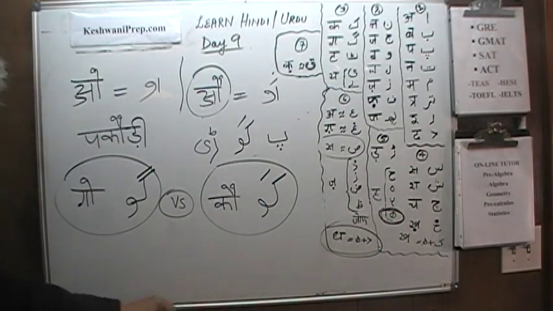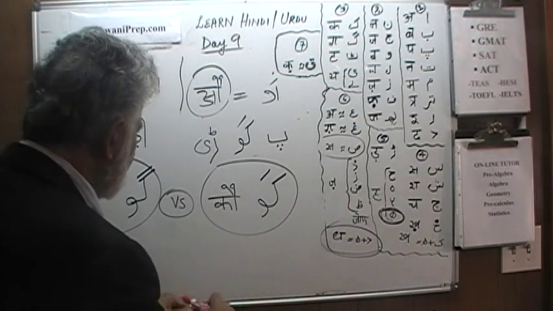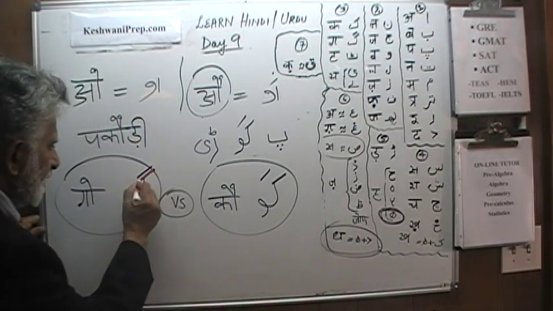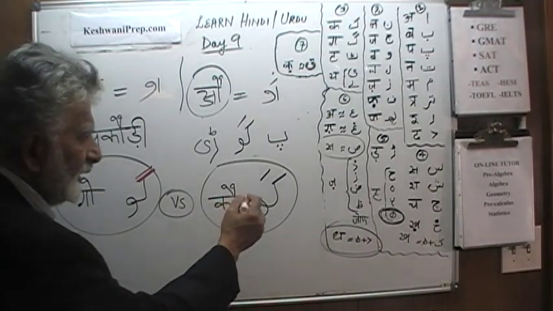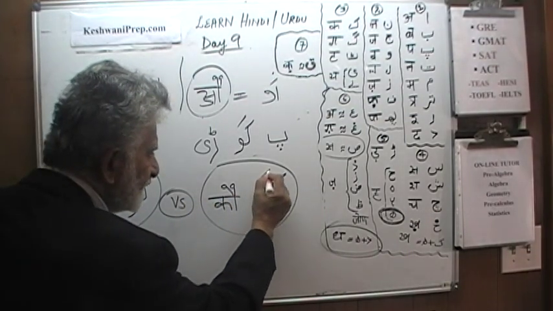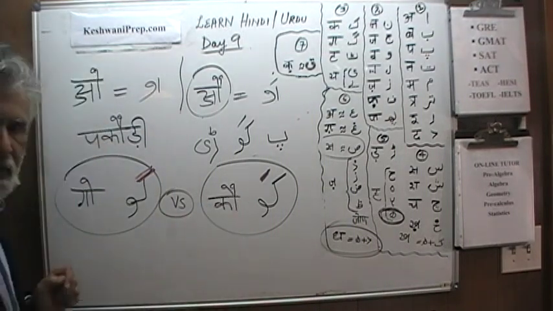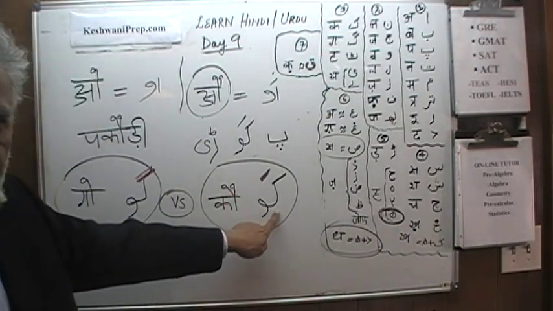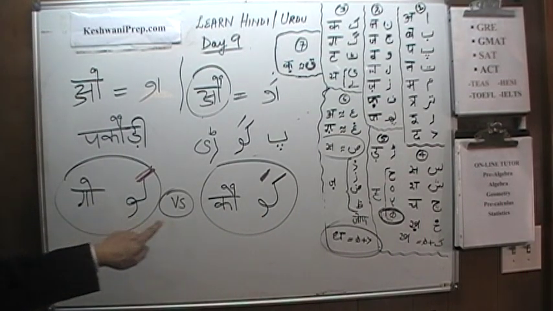You see how slight the difference is. If they are on top of each other, that's a G. But this one is not on top of it. It's a Zabar. This is part of the letter. That's a Zabar. Zabar goes on the K to make it a longer O. Ko and Go. Go, Ko.